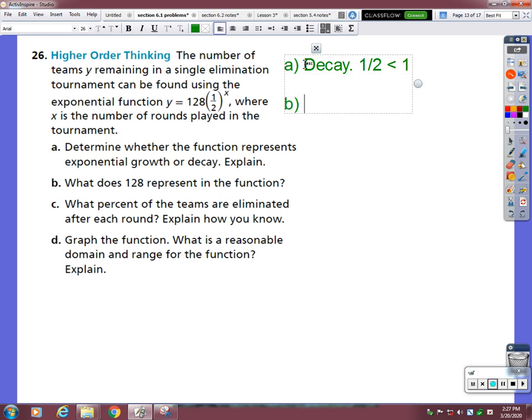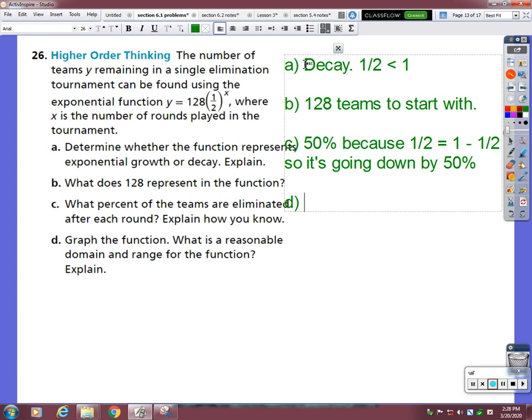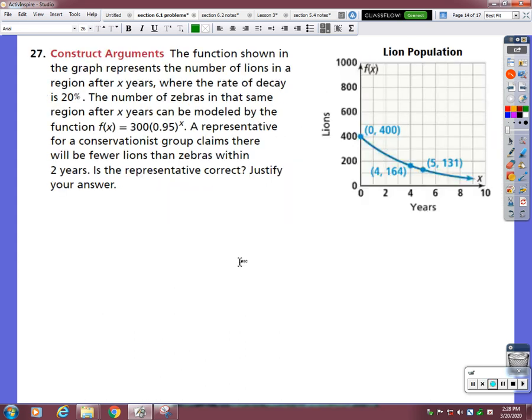What does the 128 represent in the function? 128 teams to start with. Okay, what percent of the teams are eliminated after each round? 50%. Because, this is going to seem a little redundant to you, 1 half equals 1 minus 1 half. So it's going down by 50%. Graph the function. Nope, not feeling it. All right, that's that one. And then our last one, number 27.